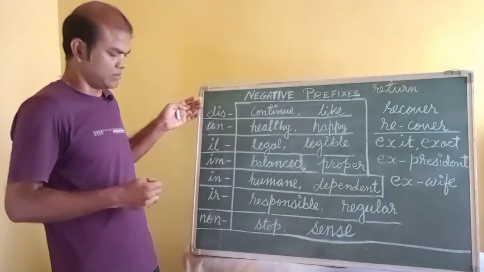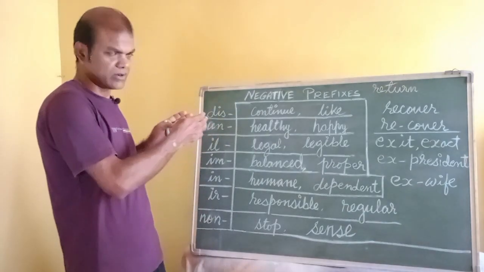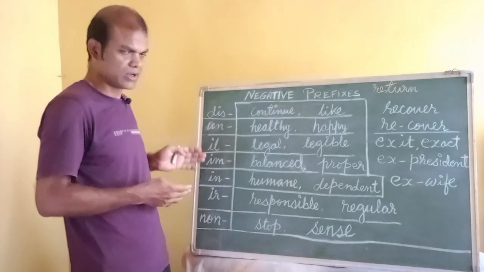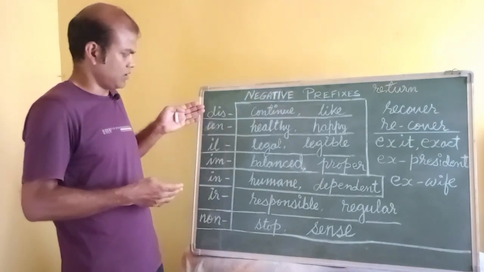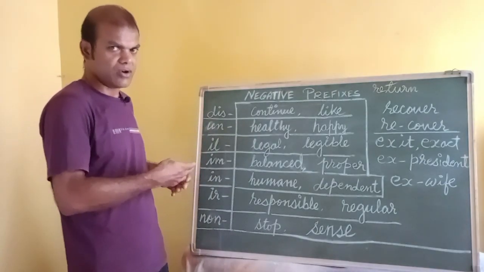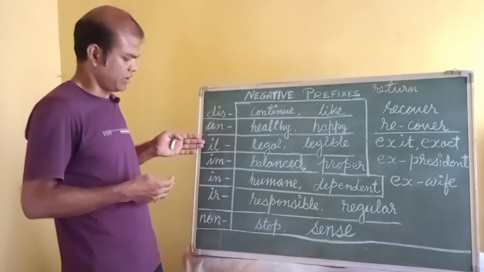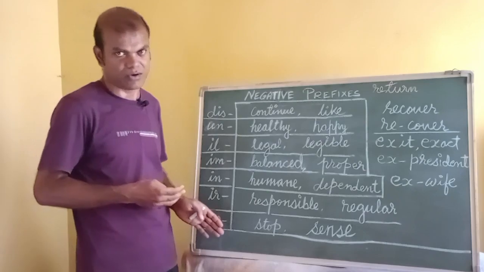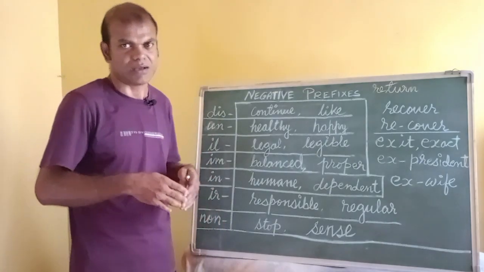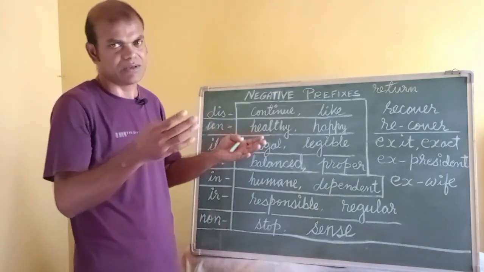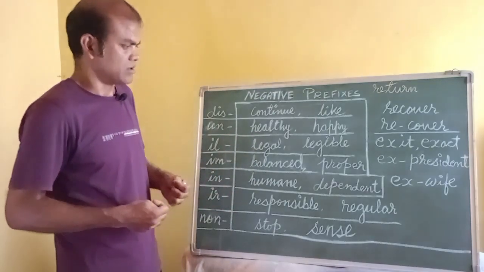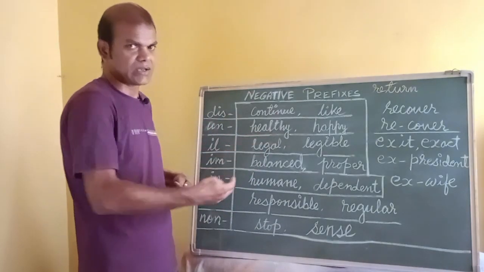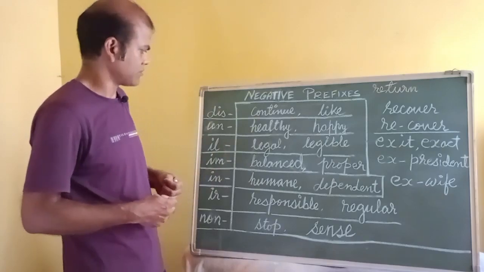Now these are some examples which are very commonly used in English. We are going with these today, and these all basically mean not: dis, un, il, im, in, ir, and non. These all are the same, they mean not. They change the word. Okay, so I will let you know in the examples, you will understand.